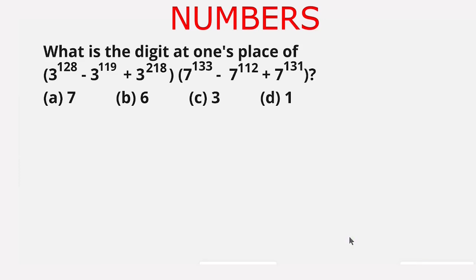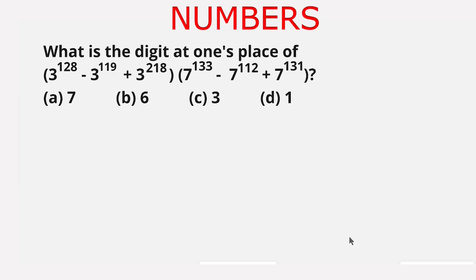As we have to find the digit at ones place after solving this question, so we will consider only the unit digit or digit at ones place, and the first number is 3 to the power 128.